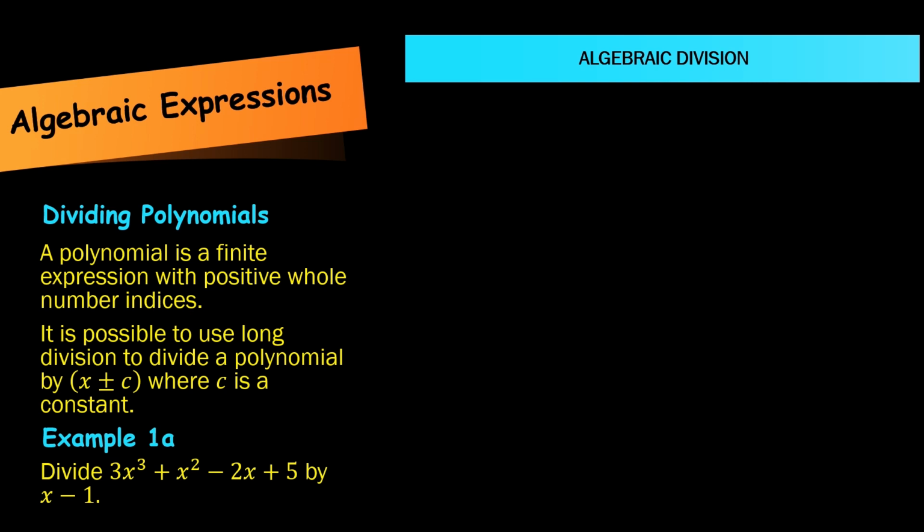So let's solve example 1a first. We are required to divide 3x cubed plus x squared minus 2x plus 5 by x minus 1. Notice that a polynomial is a finite expression with positive whole number indices. It is possible to use long division to divide a polynomial by x plus or minus a constant c.